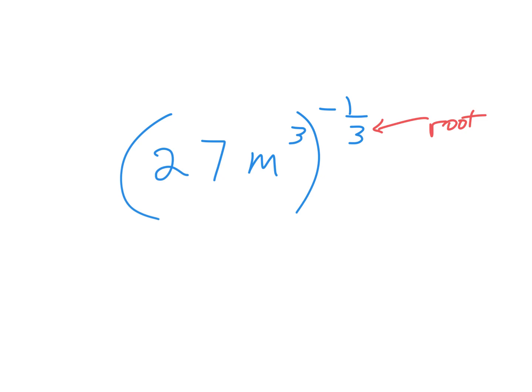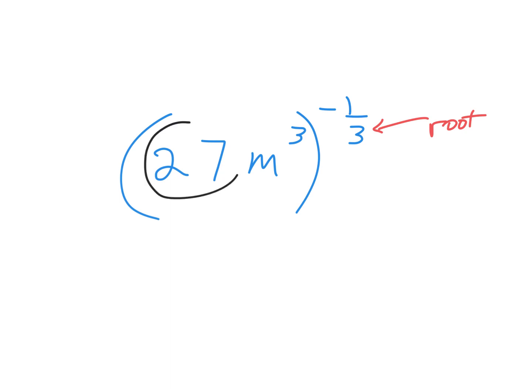1/3. Do you want me to just do the 1/3 power, right? 27 to the 1/3 power. That's the same as the 3rd root. So that's 3. And then m to the 3rd power is just m. And then because it's negative, we just drop it down.